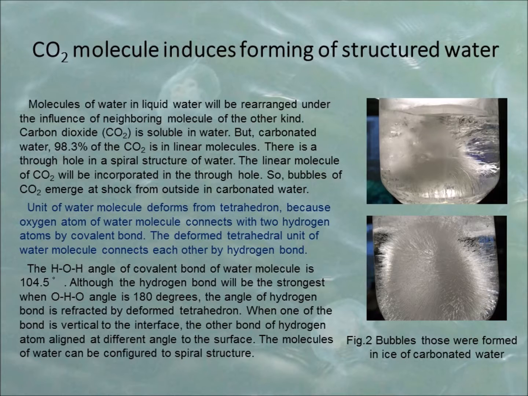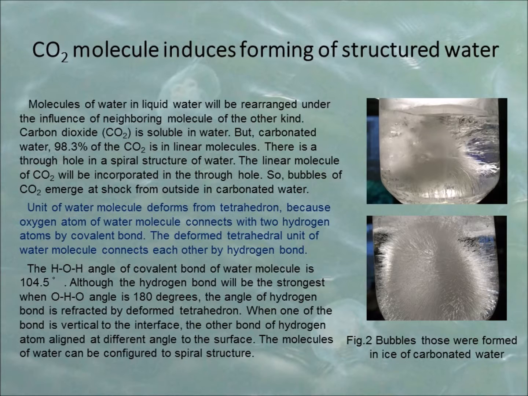The unit of the water molecule deforms from a tetrahedron, because the oxygen atom of the water molecule connects with two hydrogen atoms by covalent bonds. Deformed tetrahedral units of water molecules connect to each other by hydrogen bonds. The HOH angle of the covalent bond of the water molecule is 104.5 degrees.